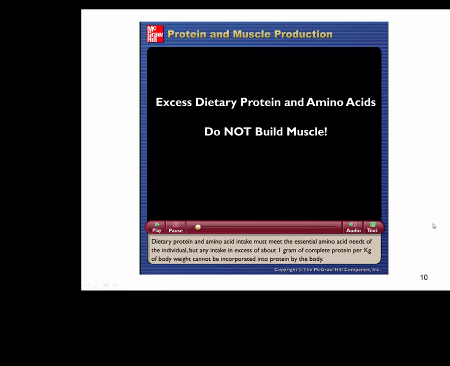Dietary protein and amino acid intake must meet the essential amino acid needs of the individual. But any intake in excess of about 1 gram of complete protein per kilogram of body weight cannot be incorporated into protein by the body. Since the body has no means of storing protein or amino acids, any excess is converted to glucose or fat and used or stored as such. The conversion of amino acids to glucose or fat requires that the amino group be stripped from the amino acids. This nitrogen must then be eliminated, putting additional stress on the kidneys.